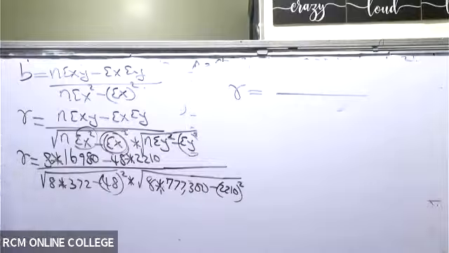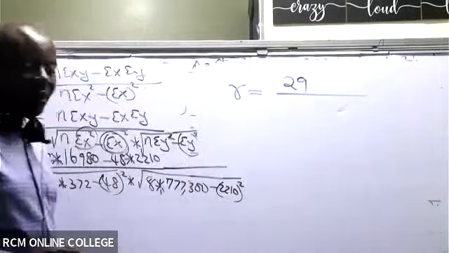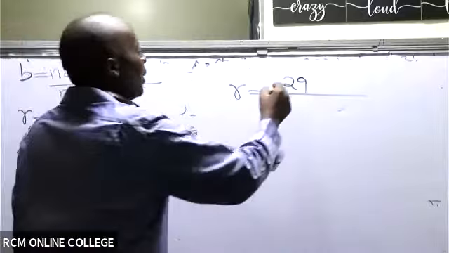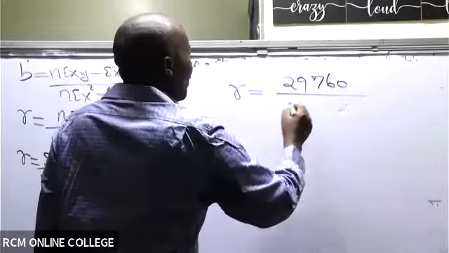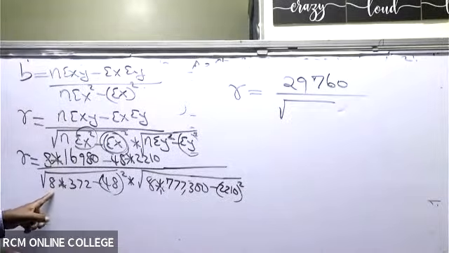So they have confirmed that the numerator is 29,760. 29,760 divided by, is there somebody who is able to give me what we have under the square root here?